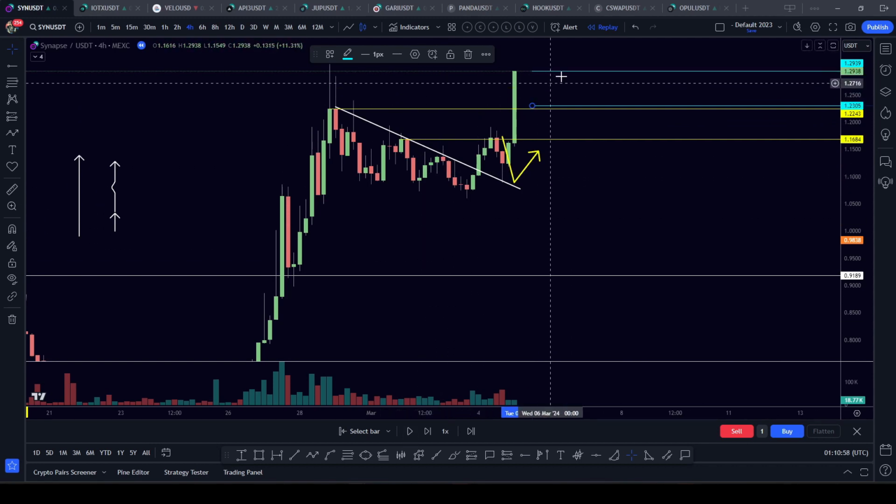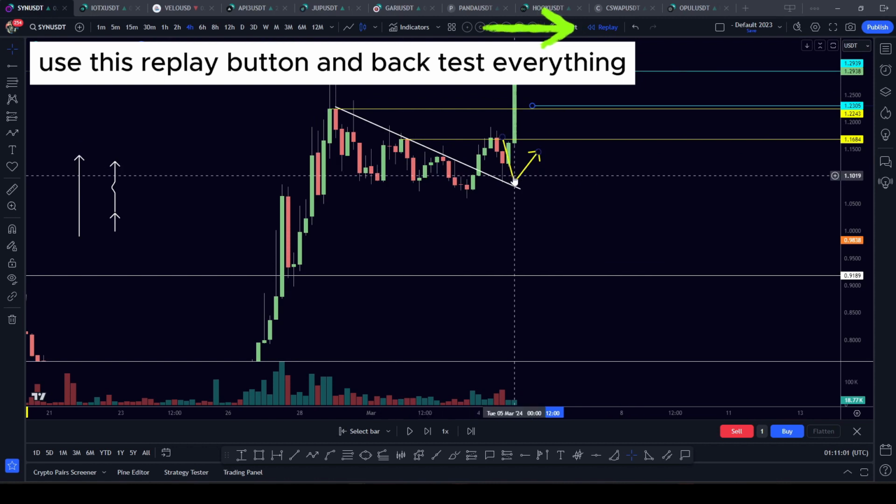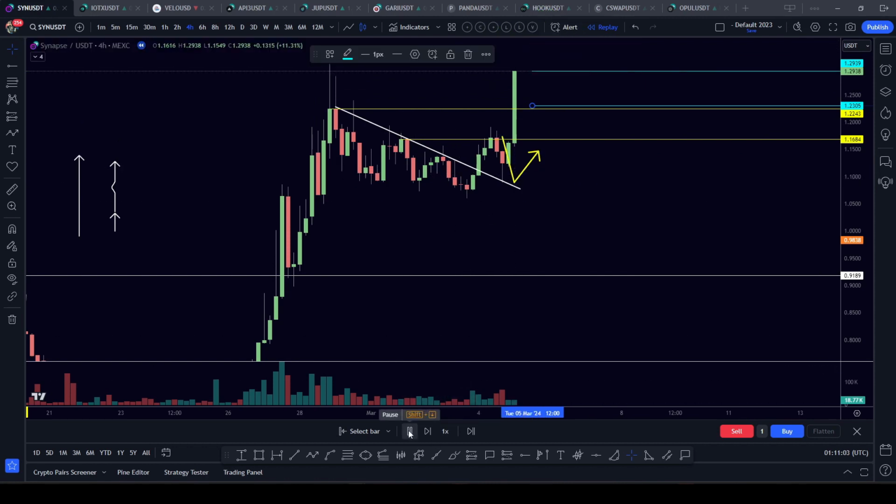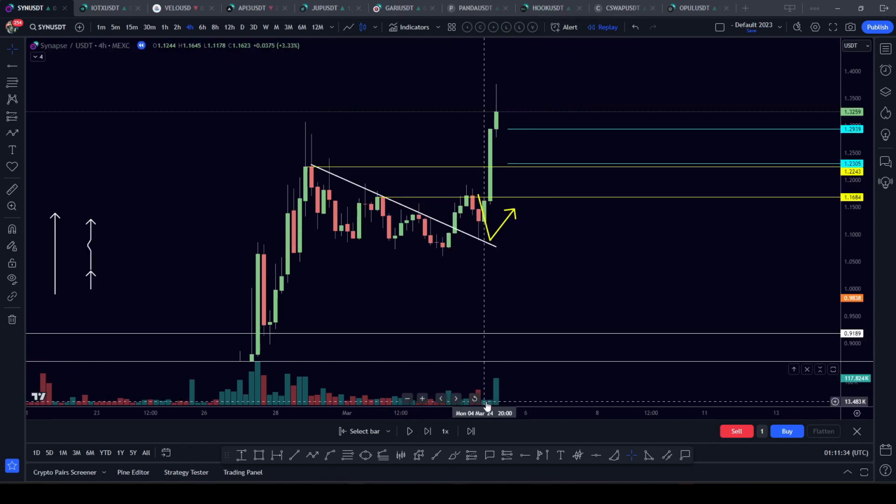And this is what I always recommend. Use this replay button and backtest everything. So let's go ahead and do the next one. So this should have been a reversal. We have low volume, increased price, increased price. This should have come down. But remember, we're trading against people.